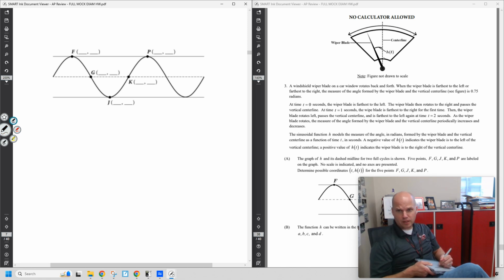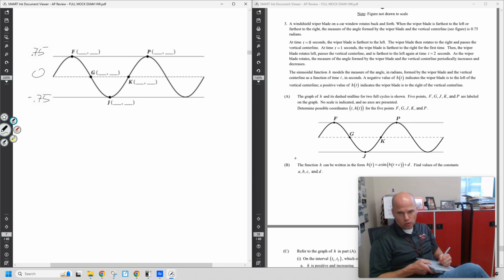Windshield wiper blades: the blade farthest to the left is going to be considered a negative value. So we are going to go to the left 0.75. We're going to the right 0.75. This will be 0. I should be doing this work over here.